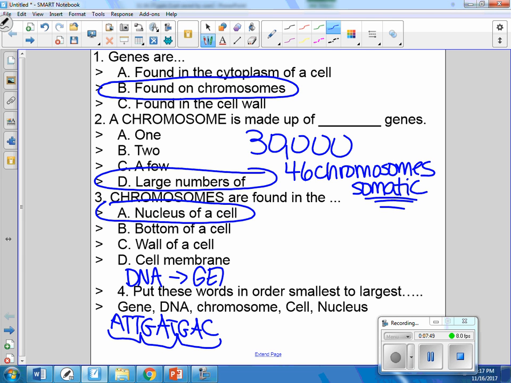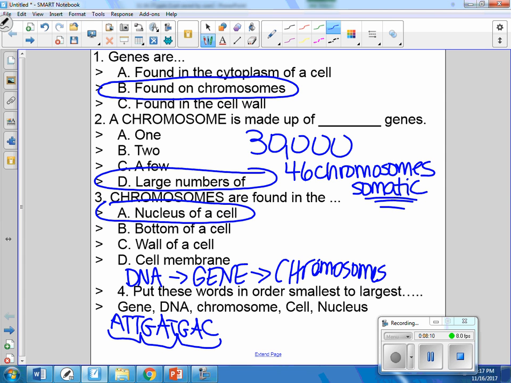What do the genes make up? Genes make up what? Next word. Genes make up what, Jared? We have DNA, gene, then we get chromosome. Good. How many chromosomes are in your body cells?